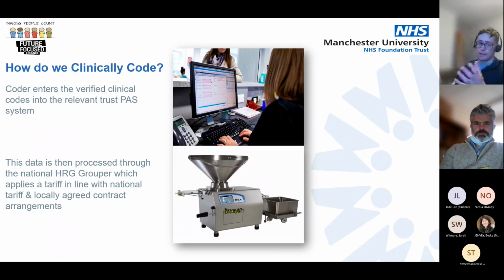So we've got all those clinical codes now. We've read everything, we've got it. We then enter those codes into our relevant PAS system, whatever you might be using at your trust. That data is then processed through the grouper logic, and that will apply a tariff. And that tariff is in line with the national tariffs, and then any locally agreed contracting arrangements that your trust might have with the commissioners, which we'll come on to in a little bit more detail in just a minute.